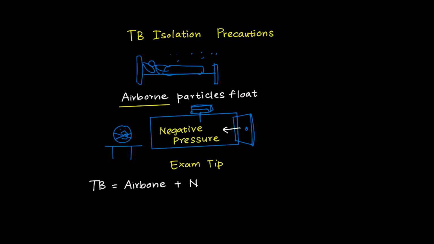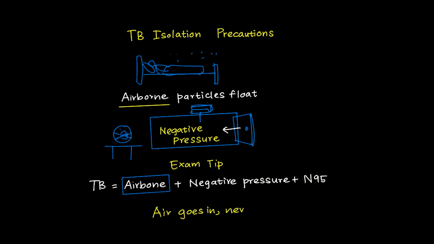Option A, contact only, misses the airborne route entirely. Option B, droplet precautions, stops larger particles that fall quickly. Option D, no precautions, would expose the entire unit. Here's a WGU D446 OA exam tip for you. Active TB always means airborne precautions with negative pressure and N95 respirators. Recall hook. TB floats so air goes in, never out.